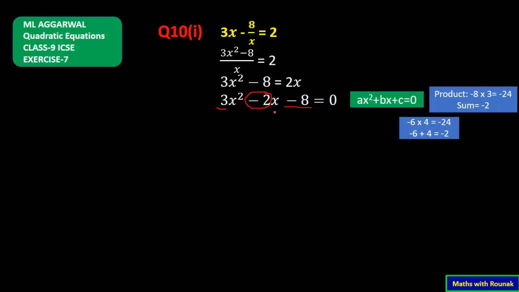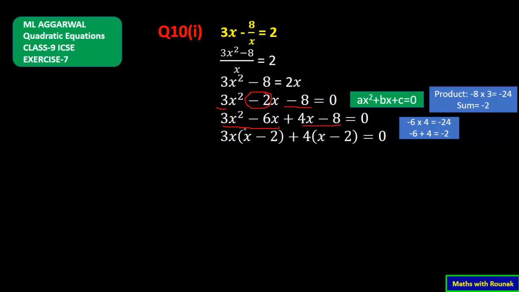Now we can split minus 2x. After splitting, the result which we will get will be 3x squared minus 6x plus 4x minus 8 is equal to 0. So we can take 3x common from 3x squared minus 6x and 4 common from 4x minus 8. After simplifying, we will get the equation as 3x in bracket x minus 2 plus 4 in bracket x minus 2 is equal to 0.